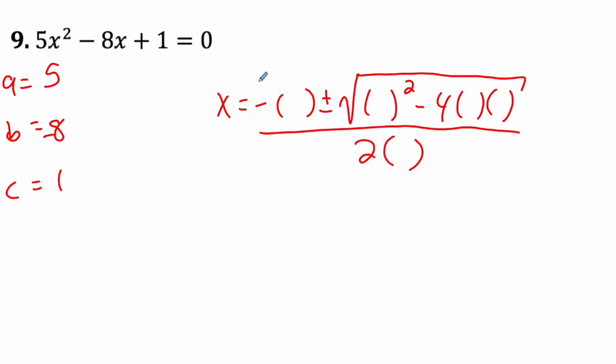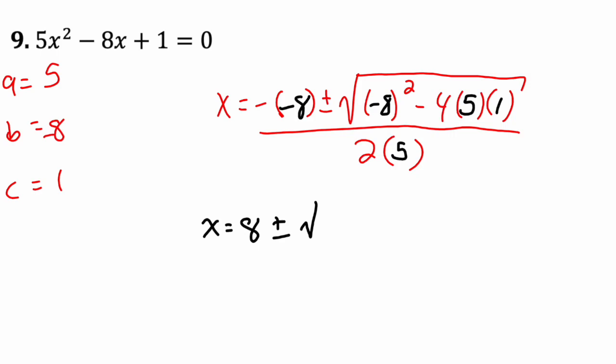So what do we got here? B is a -8. We got a -8 here. 4 times A is 5, and C is 1. All over 2 times A is 5. So we got a minus a -8 again, so that's a +8. Plus or minus square root. Let's see what we get under here.